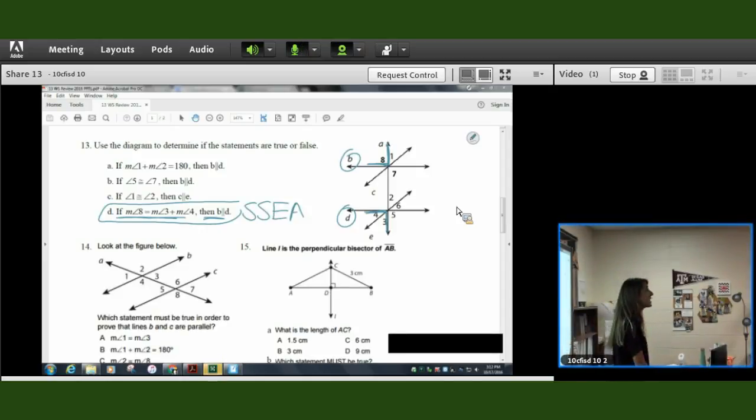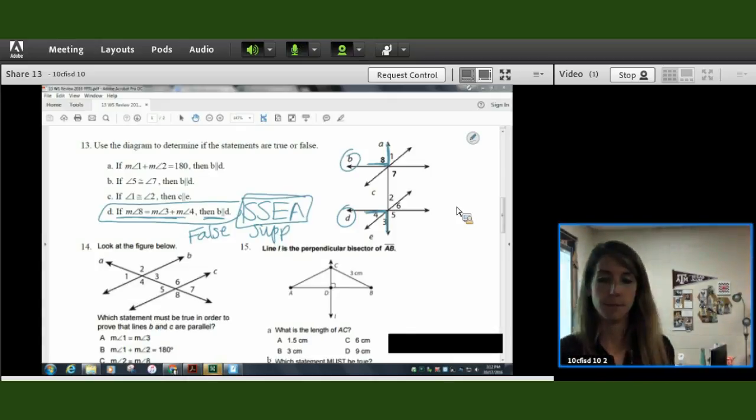What does the theorem say they're supposed to be? Supplementary. Do you see a 180 there? No. They're supposed to be supplementary. They're not doing what they're supposed to be doing, so it does not force the lines to be parallel. So the reason it was false is because of what vocab word they ended up being.